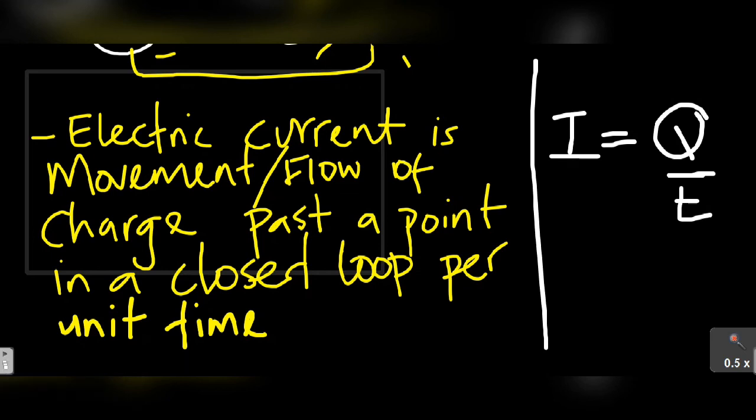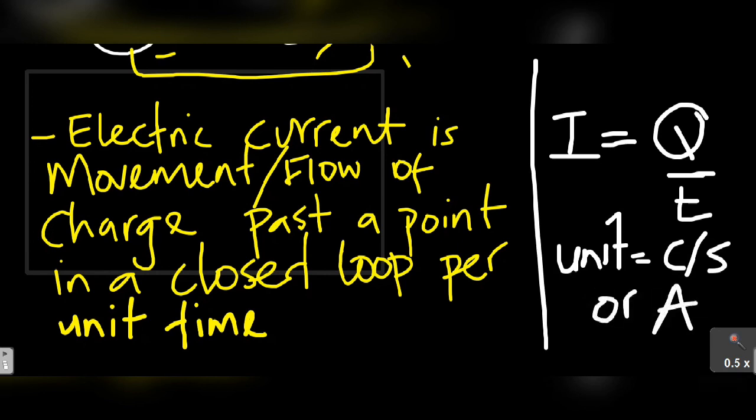And the SI unit of current is the amp or the coulomb per second, because the charge is measured in coulomb and the time in seconds. So the unit can be coulomb per second or the amp, the amperage. So this is basically what current is all about.